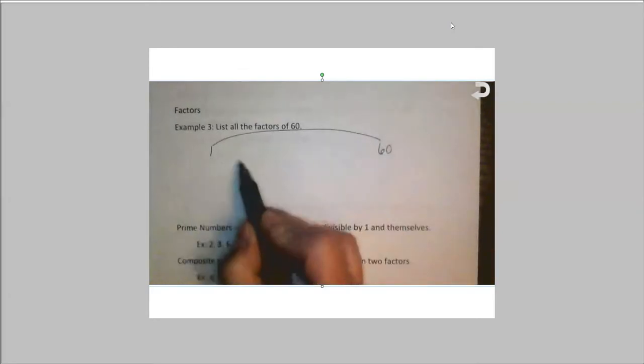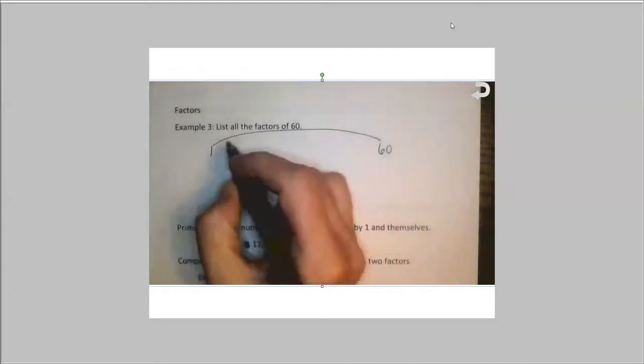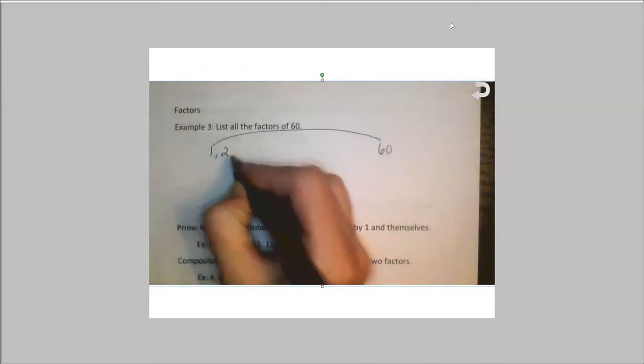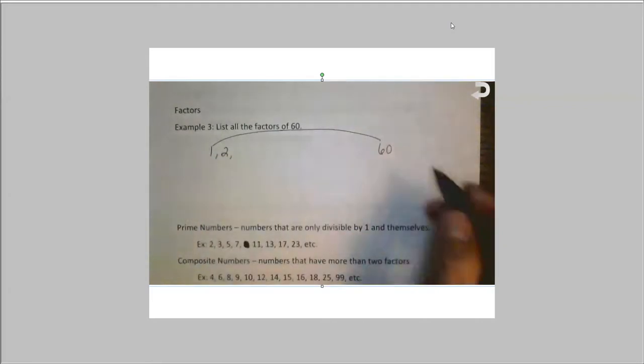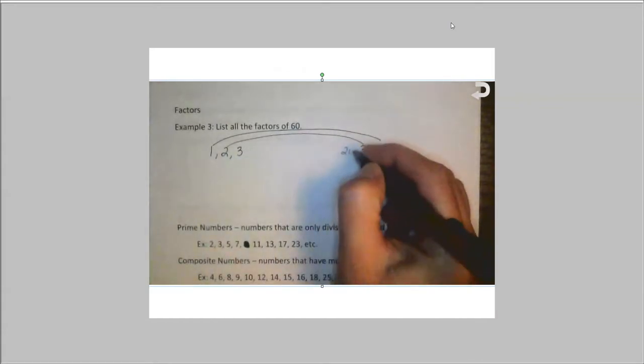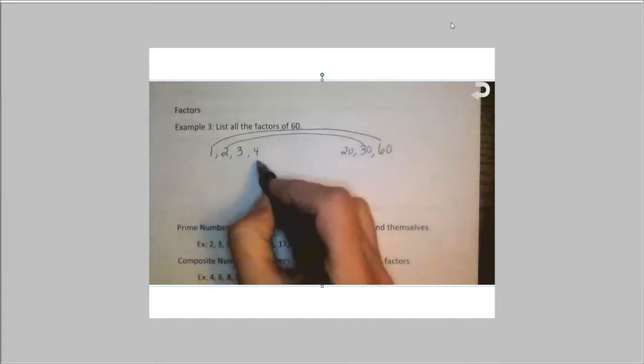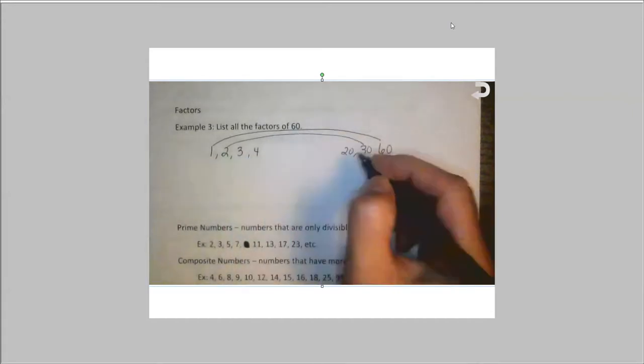And then from there, I'm just going to count until I get as far as I can go. I know because this is an even number, it ends in an even number, so 60 is even, and that means 2 will divide in. So 2 times 30 is 60. Next, I'll try 3. 3 goes into 60 20 times. I know that 4 will divide evenly into 60 15 times.